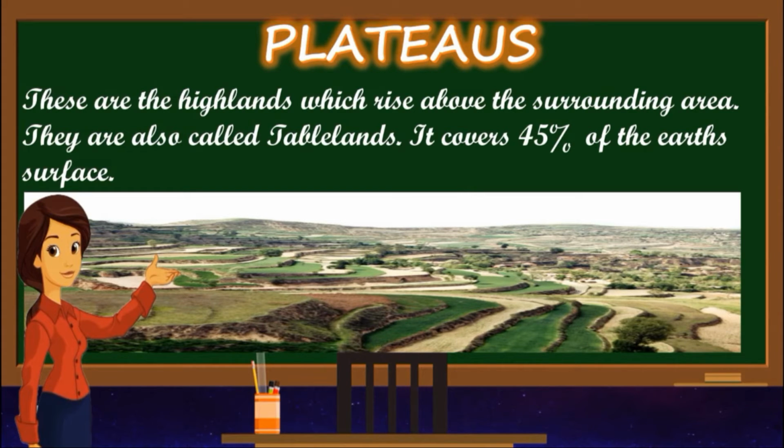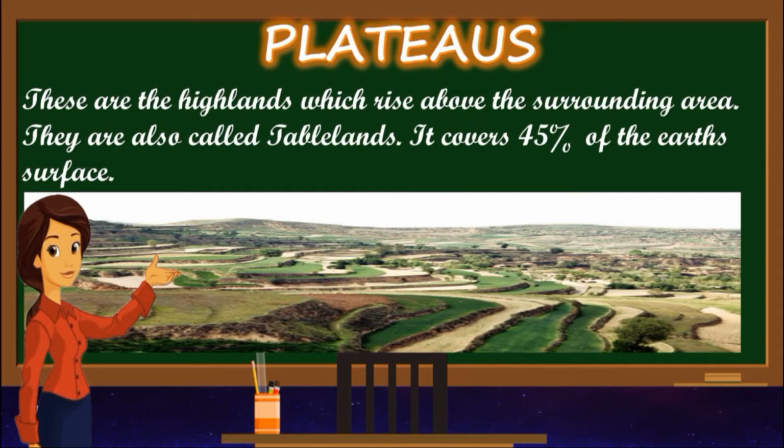Now let us see overall about the plateaus. A plateau, also called a high plain or a tableland, is an area of highland consisting of flat terrain that rises sharply above the surrounding area on at least one side. Often one or more sides have deep cliffs. So we can see the formation of plateaus.